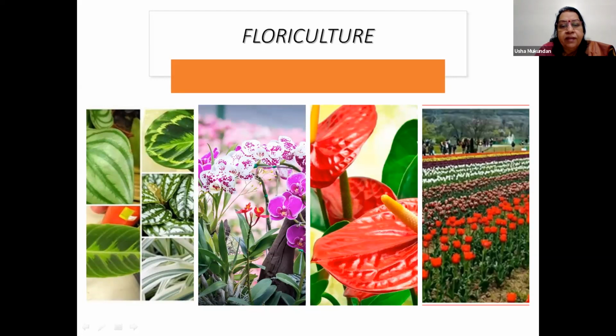And when I say floriculture, it means not only cut flowers, it also means the accessories which go with the cut flowers, that means the foliage. And most of these foliage plants are vegetatively propagated. So anything which can be propagated by vegetative methods can be very easily propagated by tissue culture.